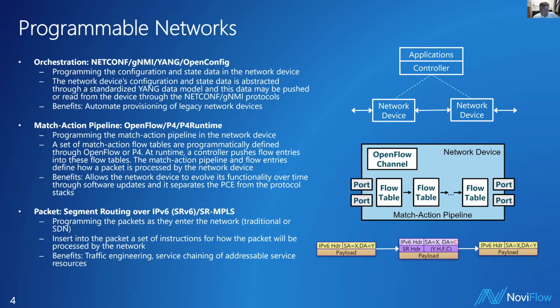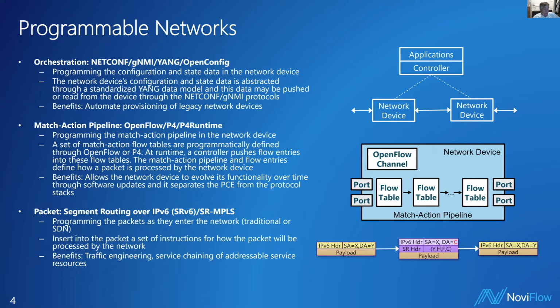This way of programming the network is used when you have distributed switch and routing protocol stacks. The match action pipeline is hidden behind the protocol stacks. A key benefit of this level of programmability is to automate the provisioning of legacy network devices, speed up provisioning of these devices, and eliminate manual errors.